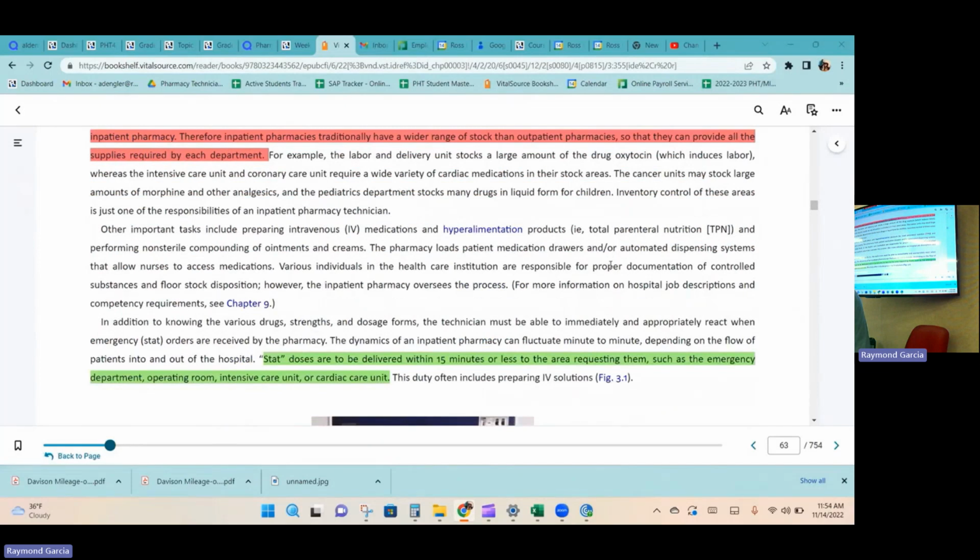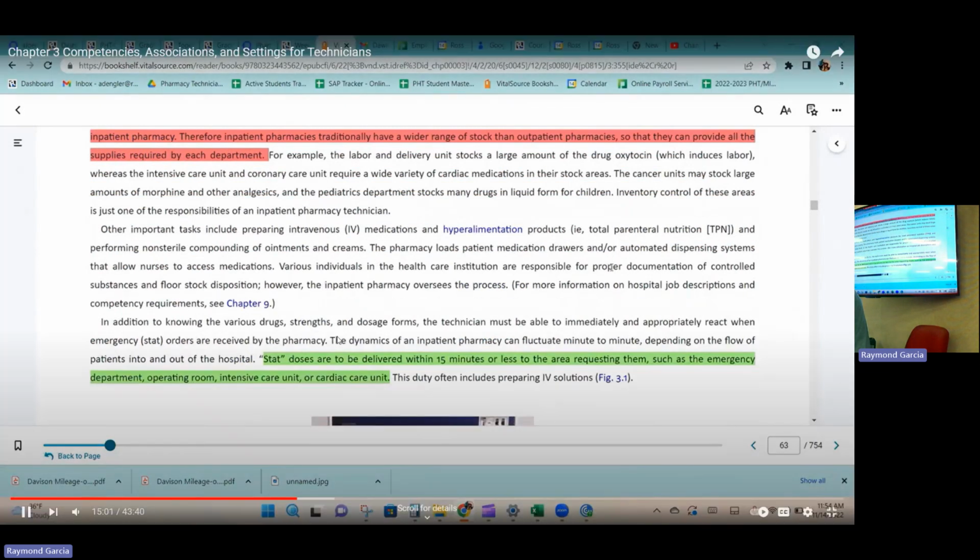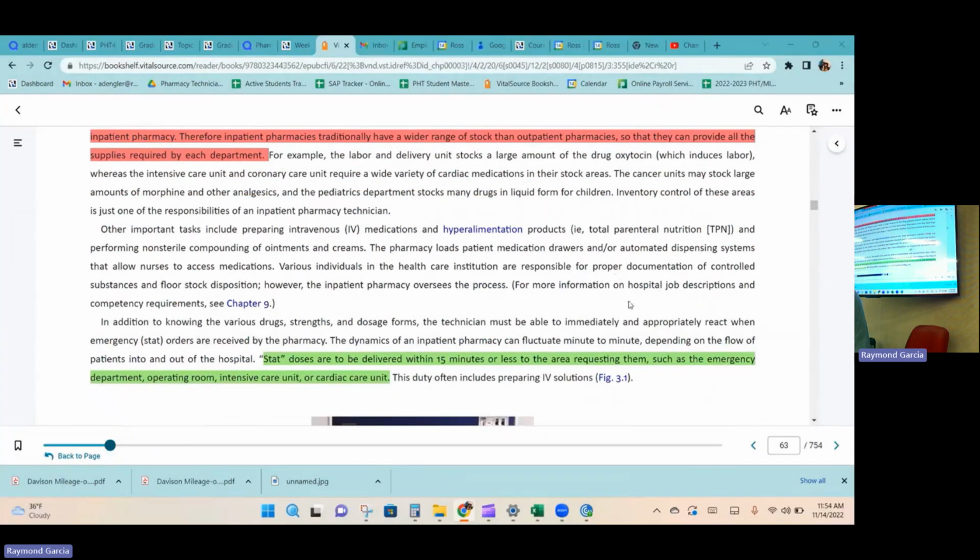Other important tasks include preparing IV medications and hyperalimentation products like total parenteral nutrition, and performing non-sterile compounding of ointments and creams. The pharmacy loads patient medication drawers and/or automated dispensing machines that allow nurses to access medications. Various individuals in the healthcare institution are responsible for proper documentation of controlled substances and floor stock disposition. However, the inpatient pharmacy oversees the process.